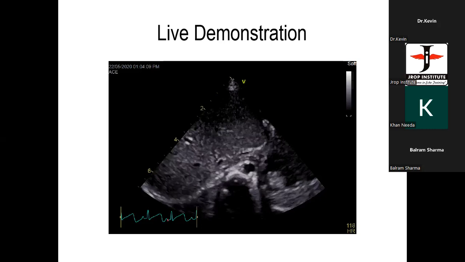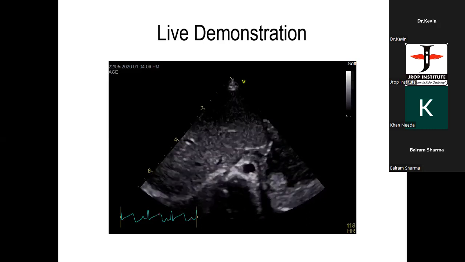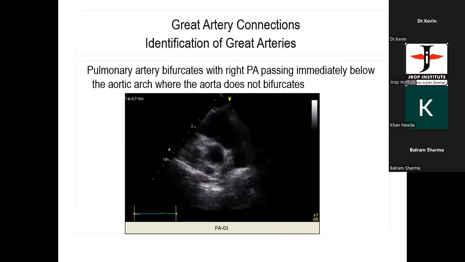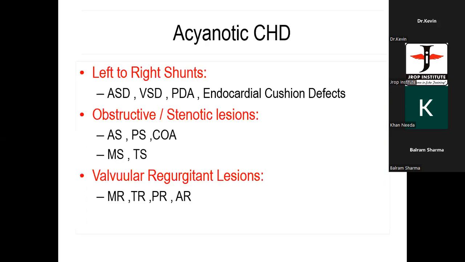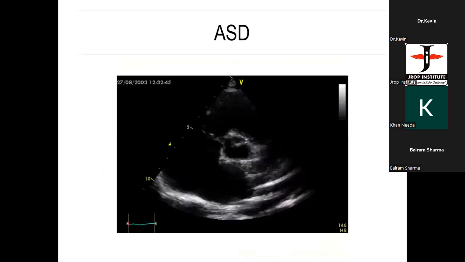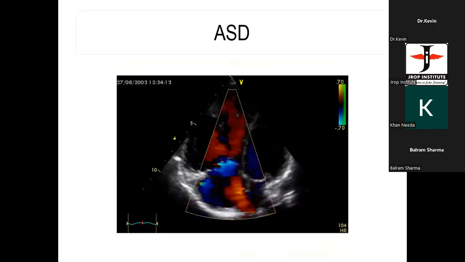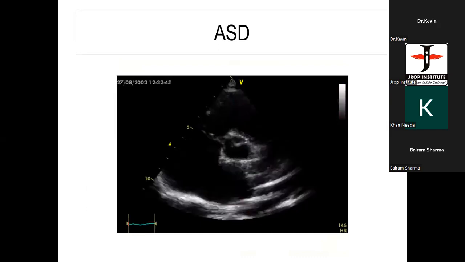Sir, regarding the rims, how do we identify the rims in ASD on transthoracic echo, sir? Transthoracic is difficult. Whenever we do a transesophageal echo, then only we look for rims. Transthoracic is a little difficult, but I'll try to explain.